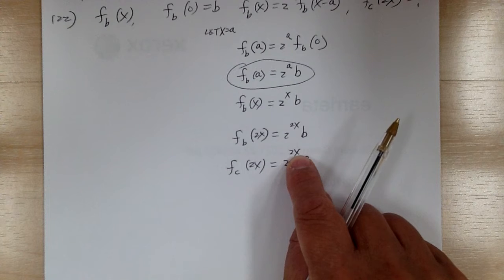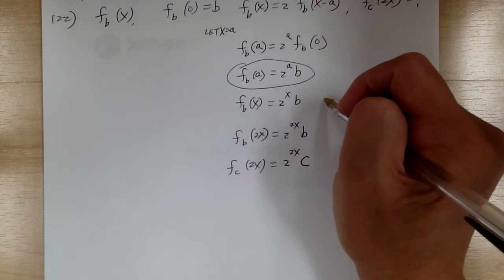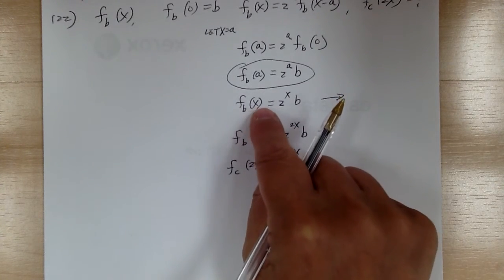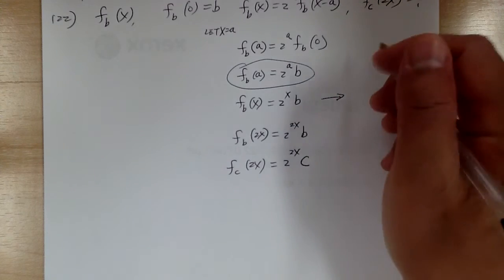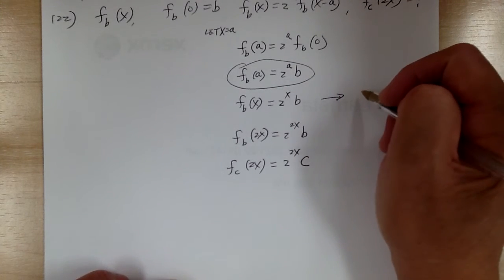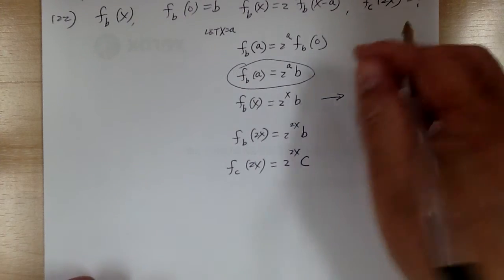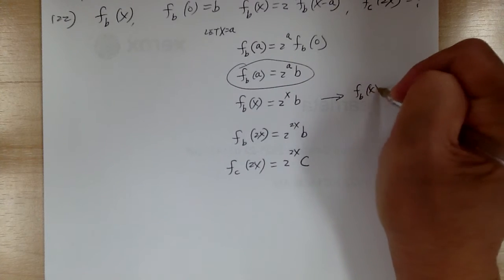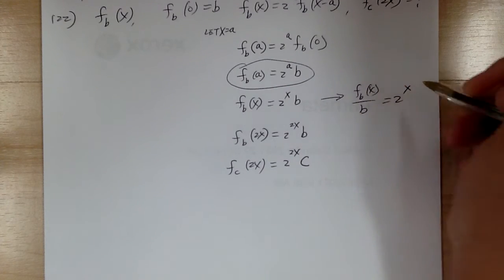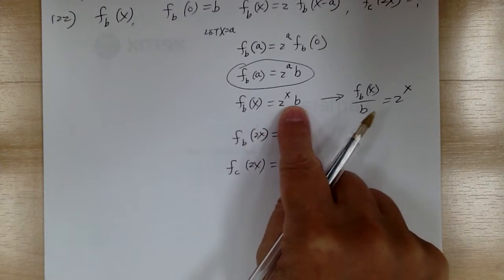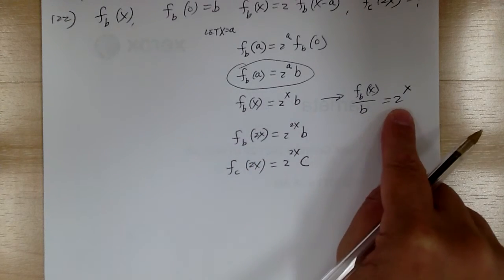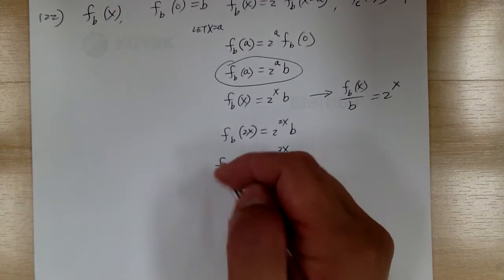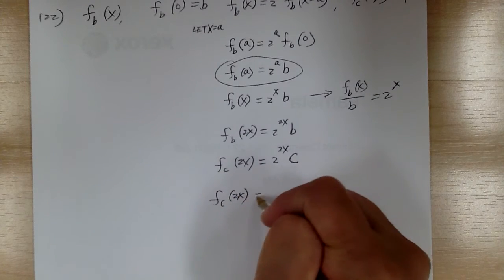From this equation over here, again, we want to express this in terms of that, so we need to use this equation over here. First, let's divide both sides by b. So f base b of x divided by b equals 2 to the x. So from this equation, we divide both sides by b, and we have an expression with 2 to the x. But this one is 2 to the 2x, so first you need to do a little bit of rearranging.